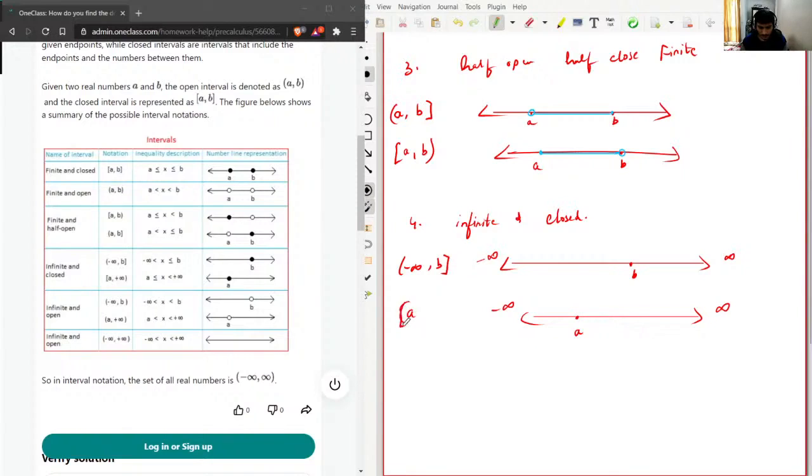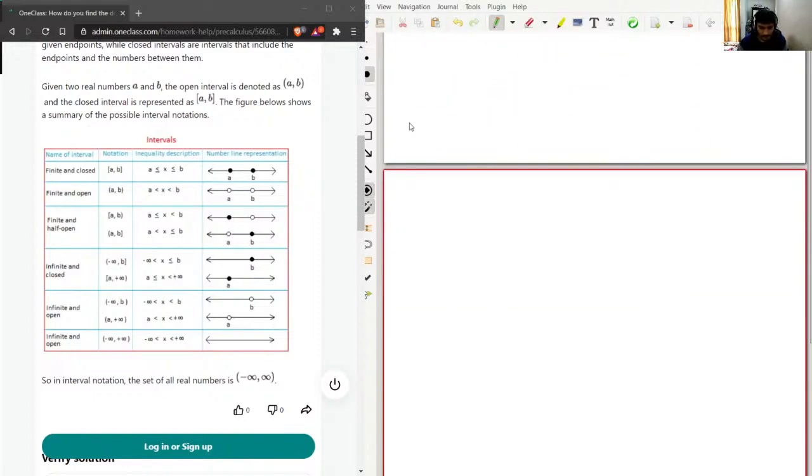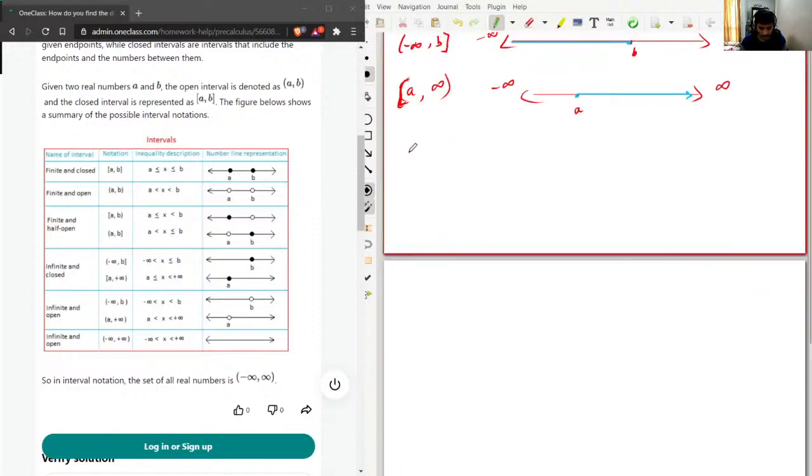Here a square bracket is needed, and for that we write positive infinity in a curly bracket. So here b will be included and this line will go till minus infinity, and here also a is included and it will go to plus infinity. It will keep going on. Again I'm repeating that in the case of infinity, we do not write infinity in the square bracket. That was the fourth one.